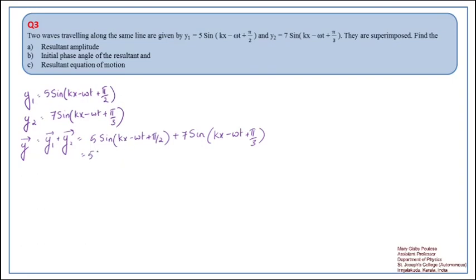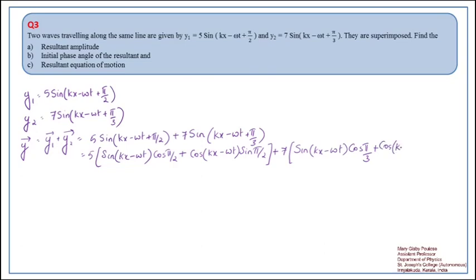So expanding, we can write 5 into (sin a cos b + cos a sin b), that is, sin(kx − ωt) cos(π/2) + cos(kx − ωt) sin(π/2), plus the second term, 7 times sin(kx − ωt) cos(π/3) + cos(kx − ωt) sin(π/3).